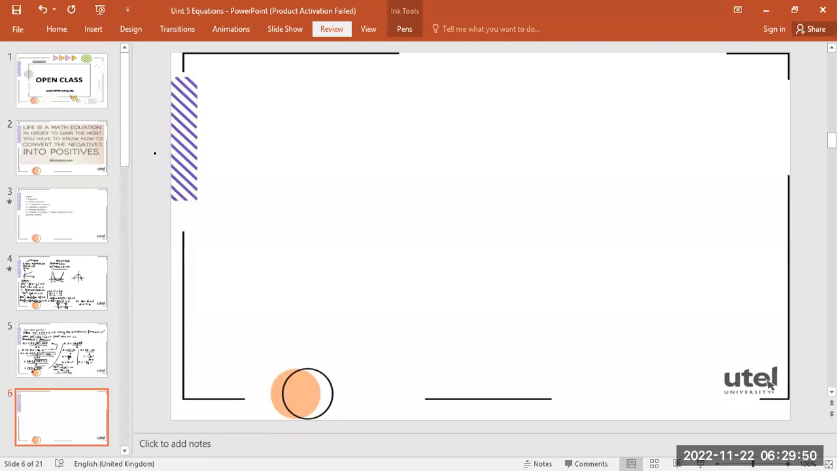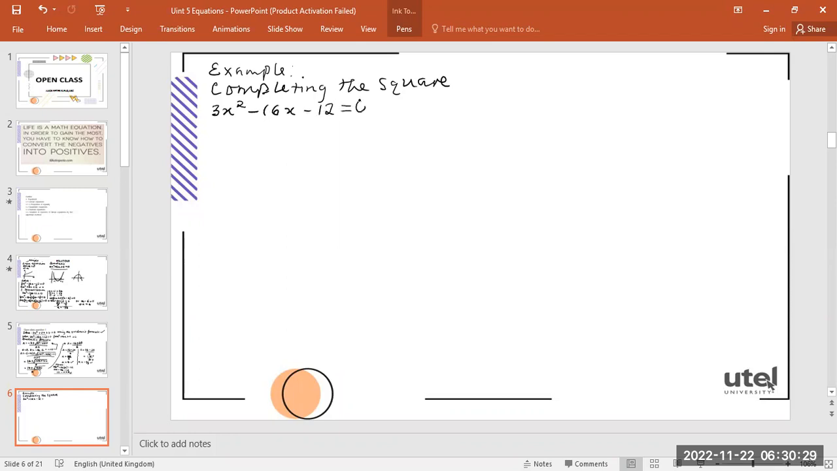Yes, sir. Okay, so we are going to solve another example, the same question, but using the third method, the method of completing the square. And don't forget our equation as usual is 3x squared minus 16x minus 12 is equal to 0.